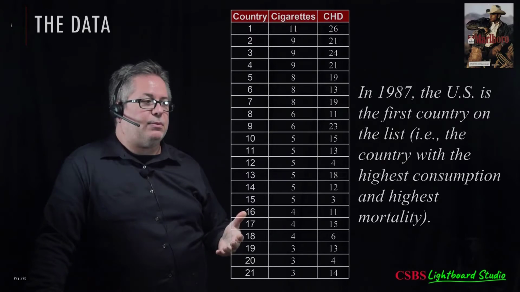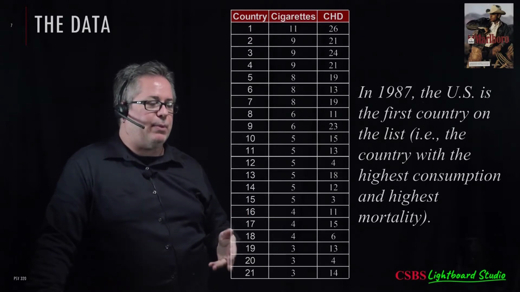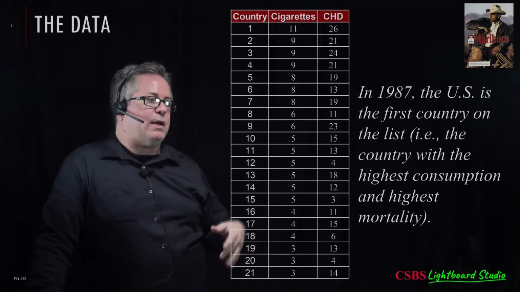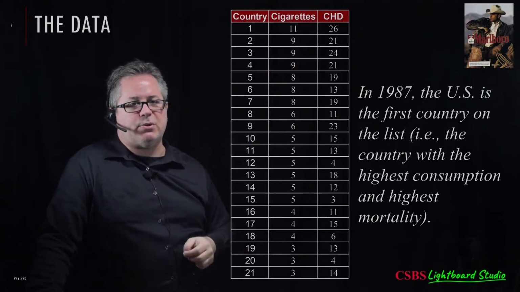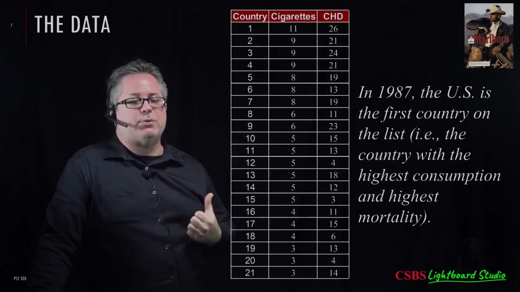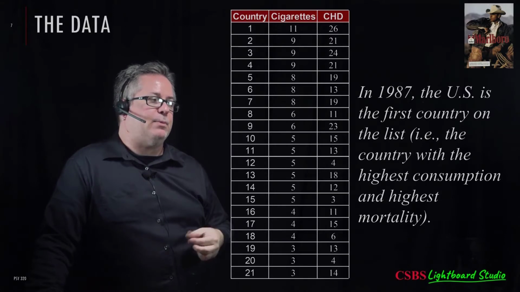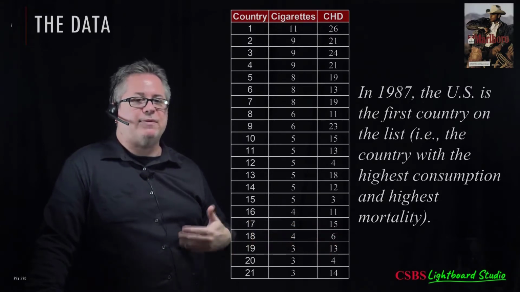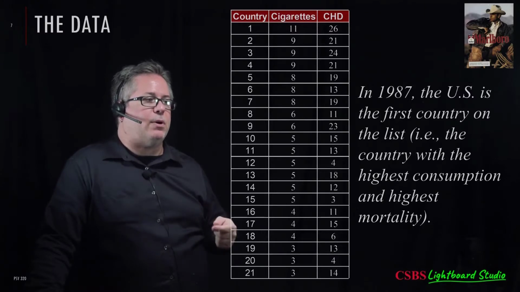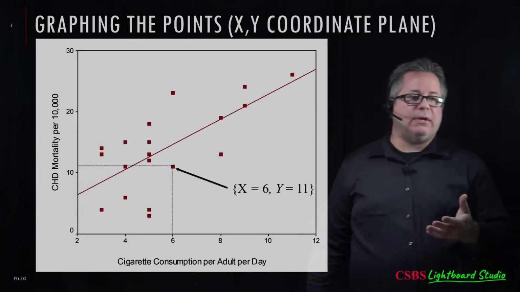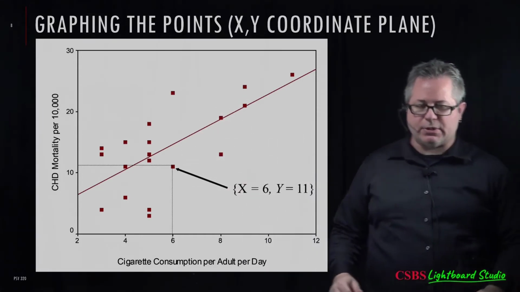Now, smoking is not the only thing that contributes to coronary heart disease, but they try to look at how cigarettes and coronary heart disease relate in these 21 countries by looking at the average cigarettes per adult per day in those countries, and then the mortality is measured by the number of deaths per 10,000 from coronary heart disease. So we can actually graph all the points. Every red dot you see on this is a country.